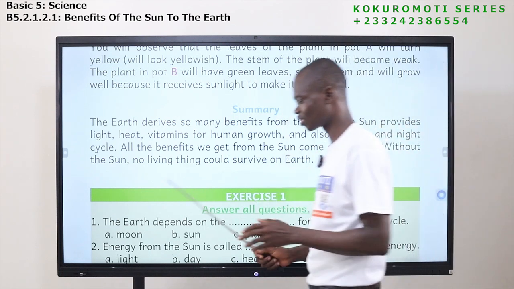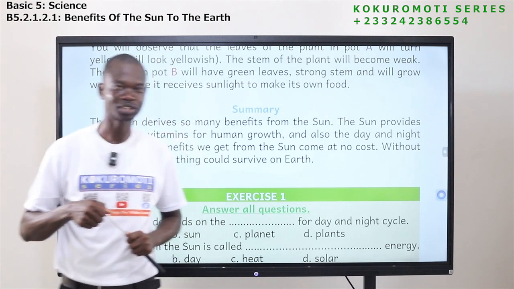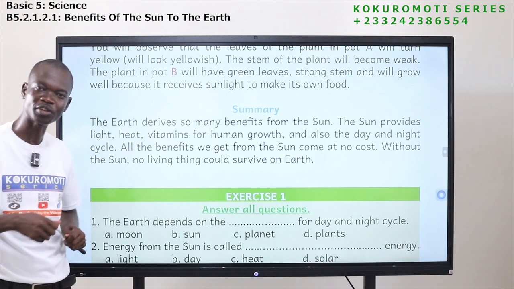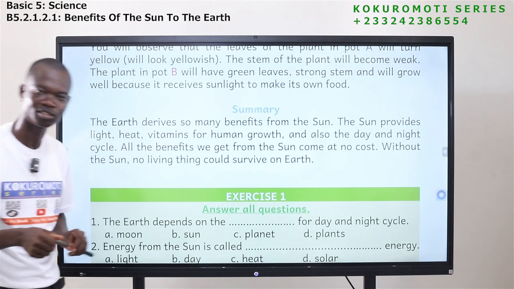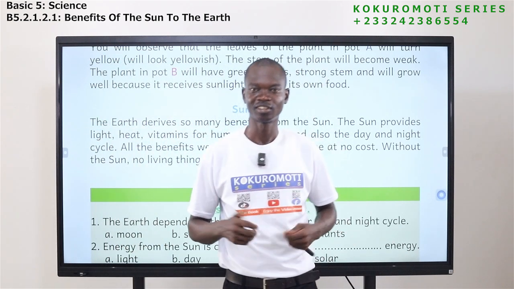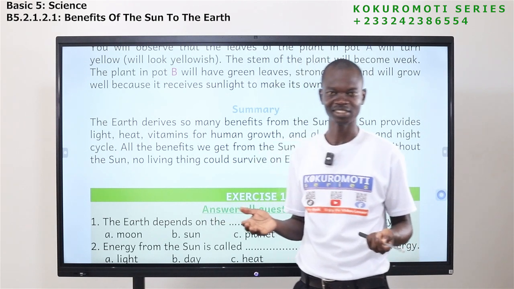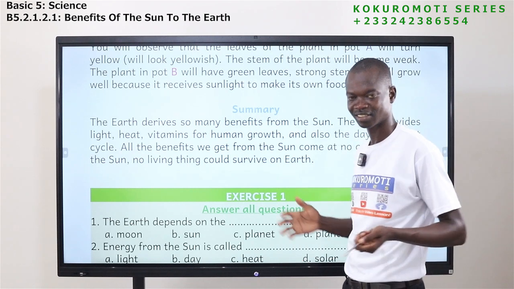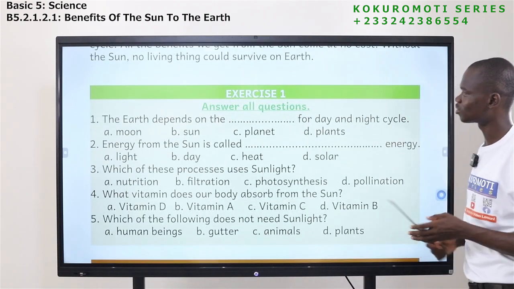Simple. So if the sun is not there, no human being can survive because all plants will die. And when all plants die, human beings, where are you going to get food to eat? You like rice, you like yam, you like plantain. All these plants will die. So where are you going to get the food? You also die. So if the sun is not there, all living things will also be affected. You will die.